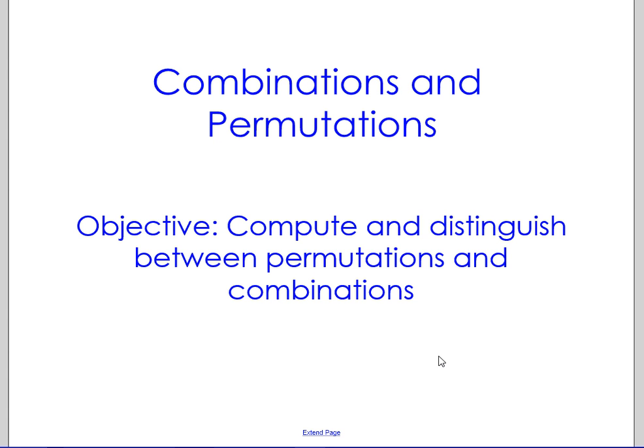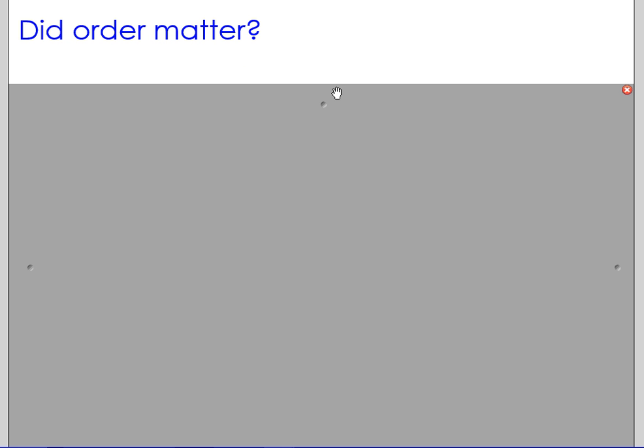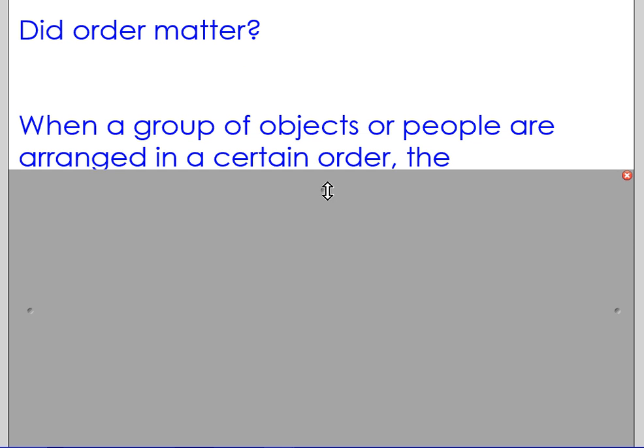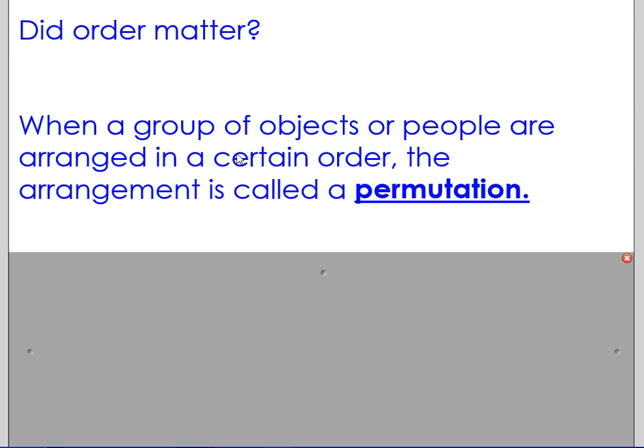Welcome to a video on combinations and permutations. We are going to focus mainly on combinations since you previously learned about permutations, but we will review what a permutation is very quickly. All right, so just to review, did order matter? Remember, when a group of objects or people are arranged in a certain order, the arrangement is called a permutation.